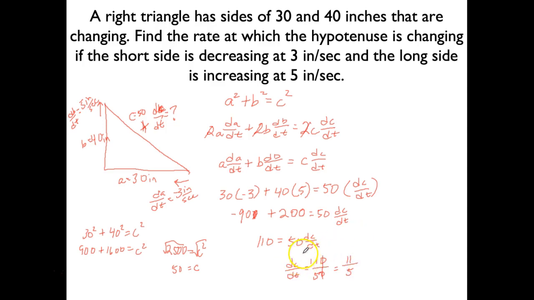And then make sure you use the correct units. C is measured in inches, per time is measured in seconds. So you can look at this in two ways. You can say that the hypotenuse is changing at 11 inches for every 5 seconds, or you can say it's changing at 11 over 5 inches per second. And that's going to be our answer. That's how you do the beginning of related rates, and I wish you all the luck.